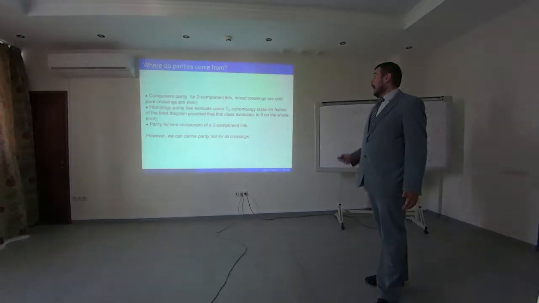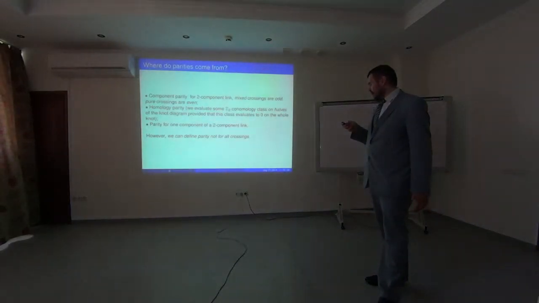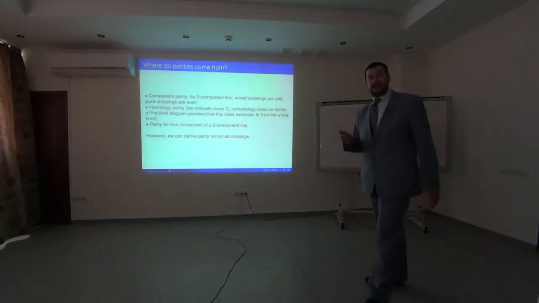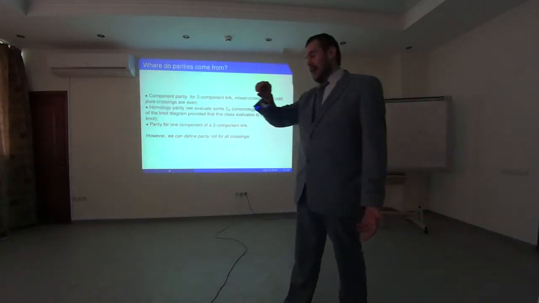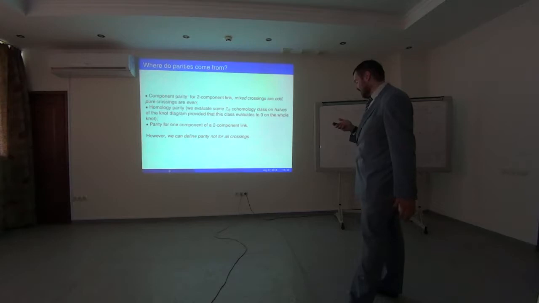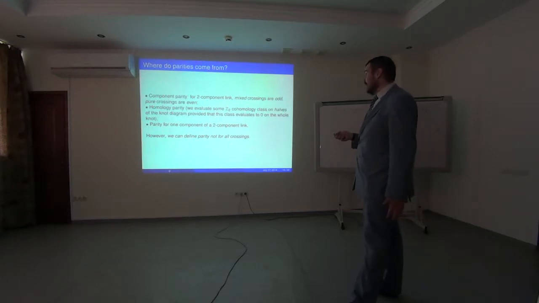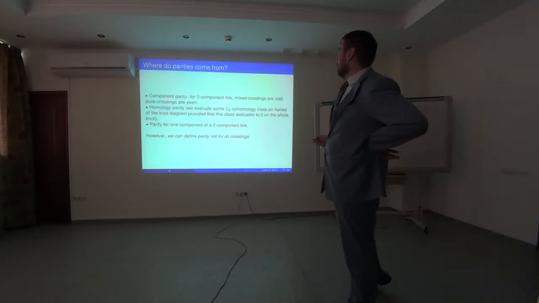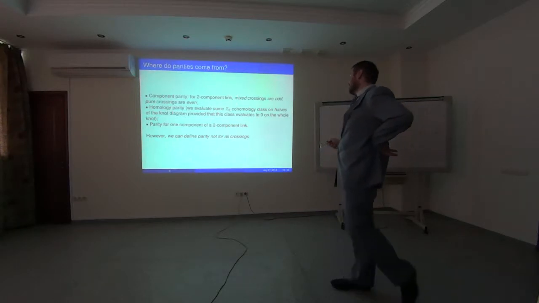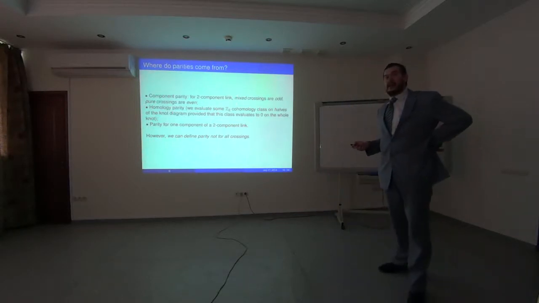And now the question is, where do parities come from? Actually, I said many things happen for whatever parity we take. Where do they come from? There are some sources. Actually, there is a component-wise parity. So if we have a two-component link, then we can say mixed crossings are odd and pure crossings are even.